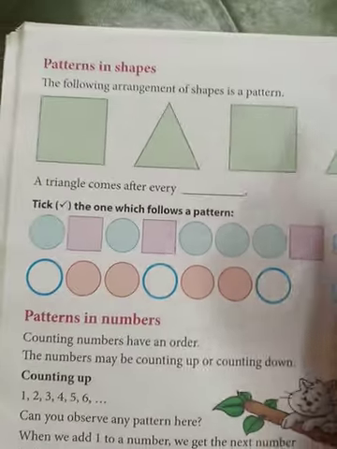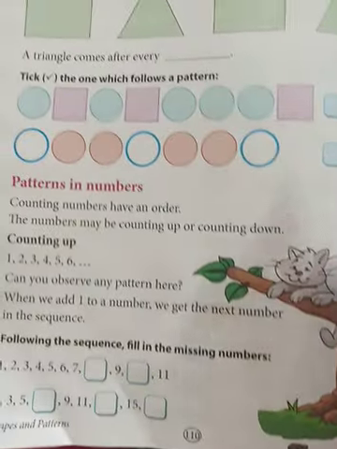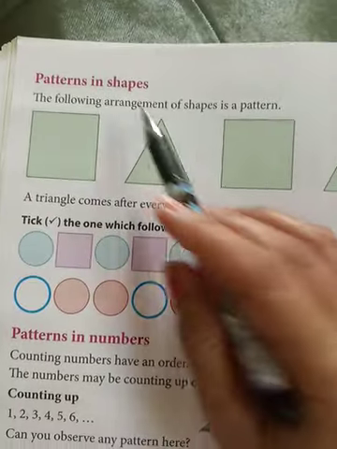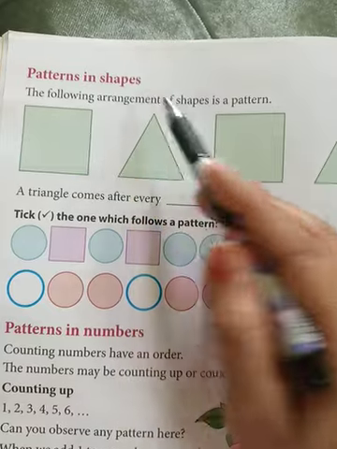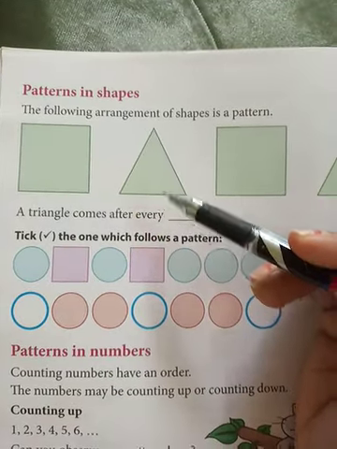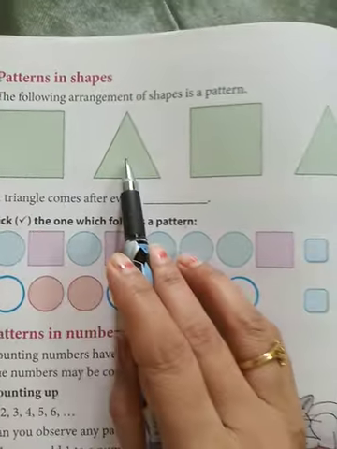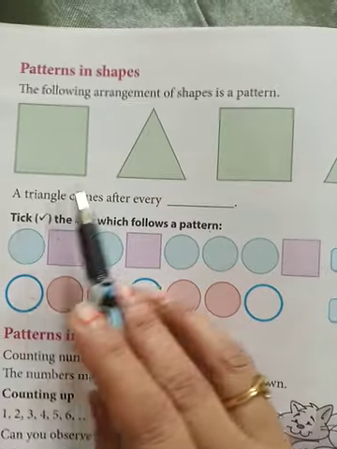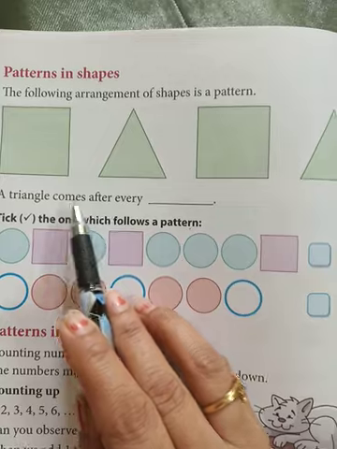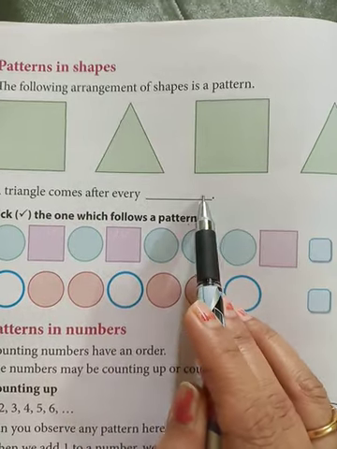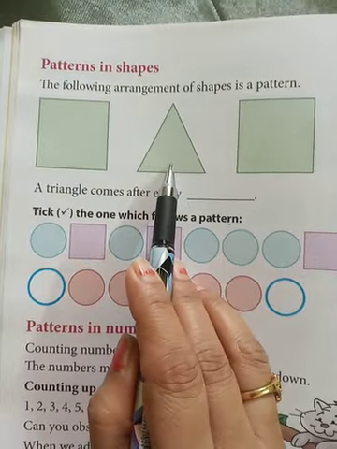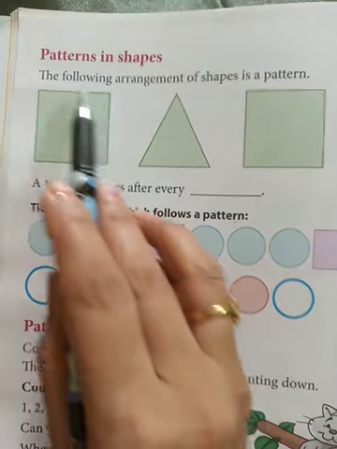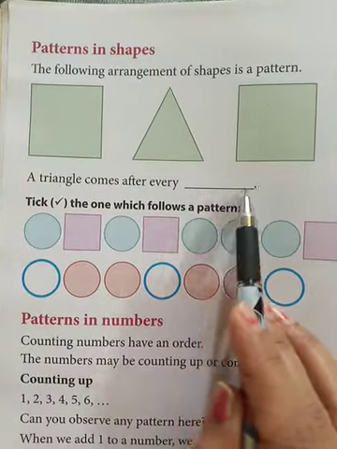Now see, in this page number 110, first one is pattern in shapes only. So we will revise these patterns in shape. So this is a square, triangle, square, triangle. Yes, this is a pattern. So a triangle comes after every dash. So a triangle is coming after every what? Every square. So you will write here square.